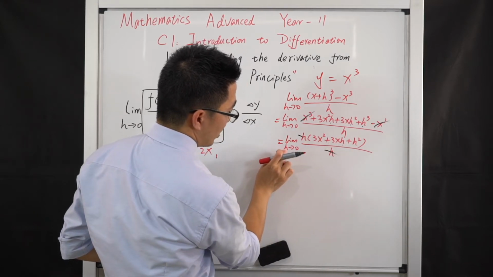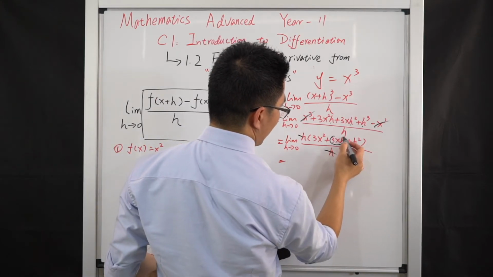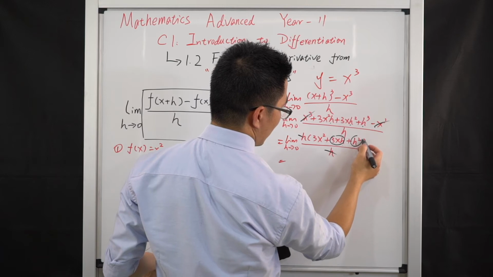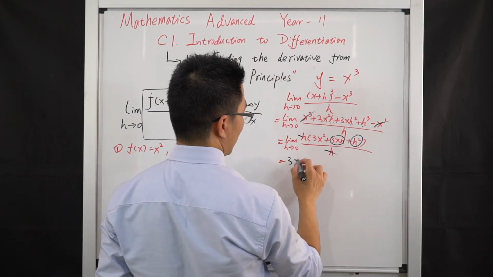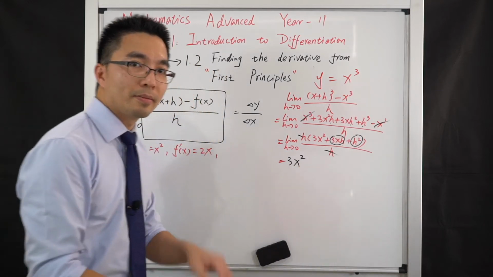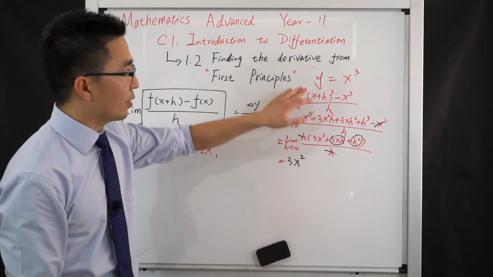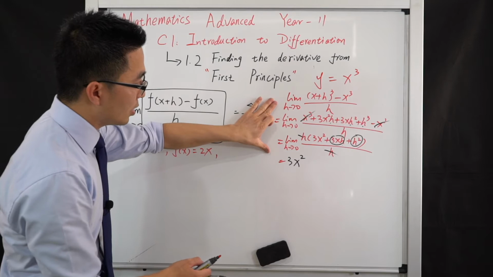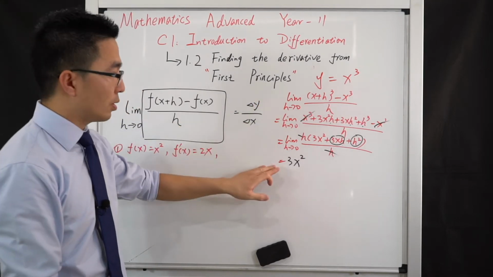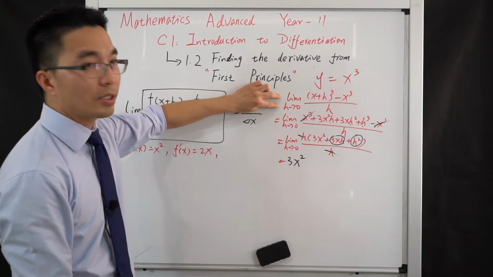When h goes to 0, these parts will become 0. So at the end, we have 3x squared. So 3x squared is the derivative of the function y equals x cubed. These steps are what we call finding the derivative of the function from first principles, from this limit.